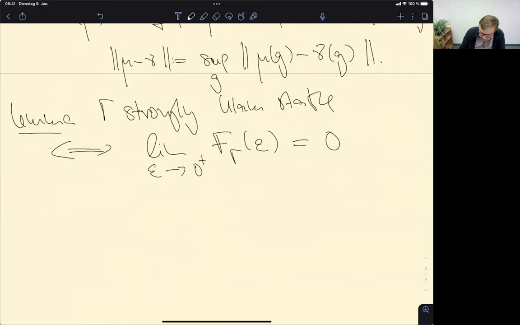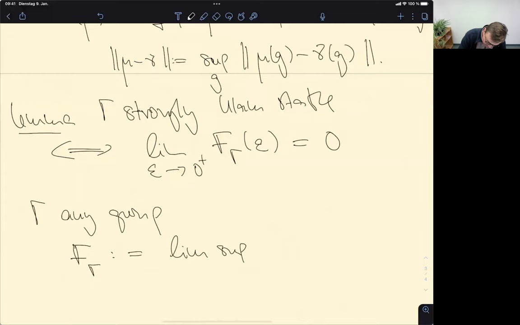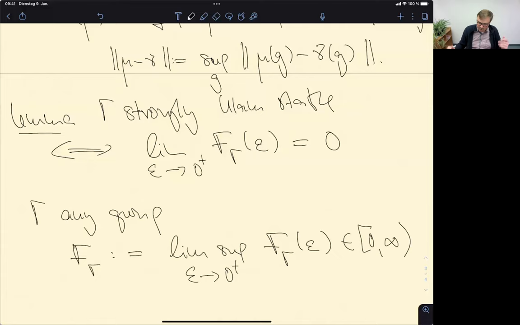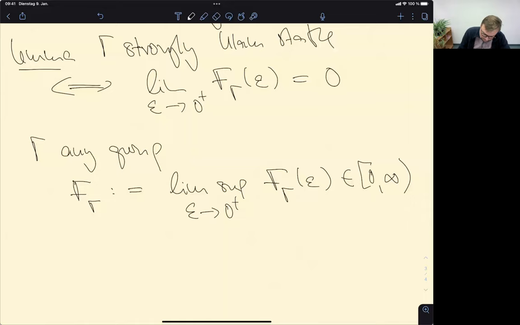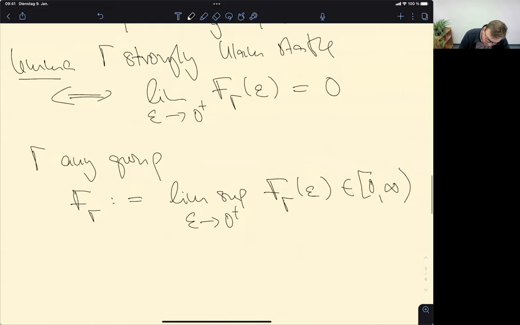And so in particular you can now look at something else. If gamma is any group, you define f of gamma to be the limsup as epsilon tends to zero of this f_gamma(epsilon). So that's now a non-negative real number, and that's an invariant of the group, right? So you just defined it. It's an invariant of the group. But basically, we can now phrase a few results that I have already mentioned just in terms of this invariant.